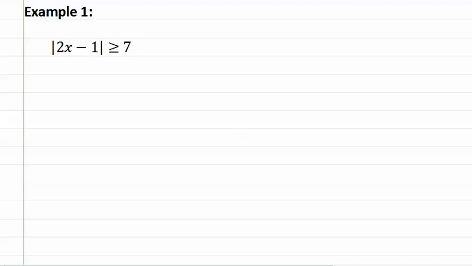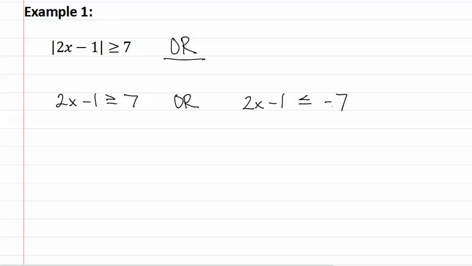In the first example, we have the absolute value of 2x minus 1 is greater than or equal to 7. Since it's great-or, we know that this is for an OR statement, which means we write 2x minus 1 is greater than or equal to 7, or the opposite, which would be 2x minus 1 is less than or equal to negative 7. Then we're going to solve each of these to see the graph.